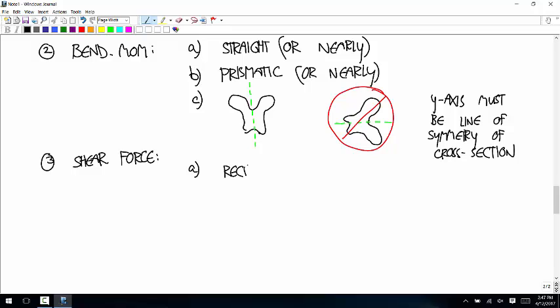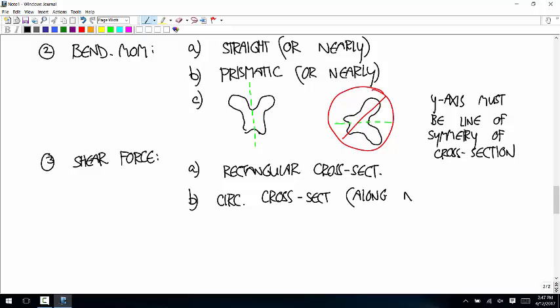Rectangular cross section. Okay, so rectangular cross section or circular cross section along the neutral axis only. So rectangular cross section, and it has to be tall, not fat.